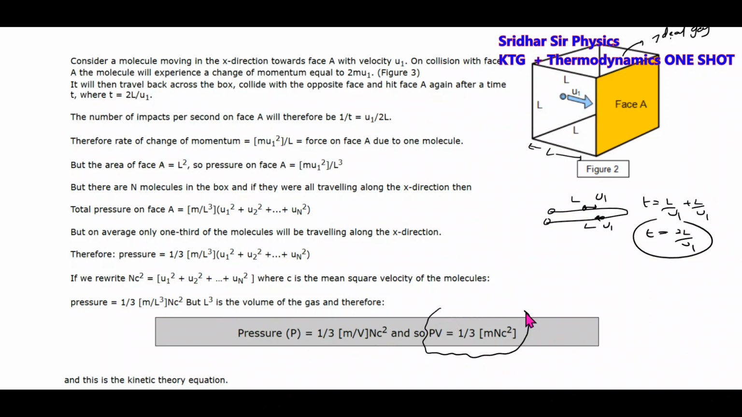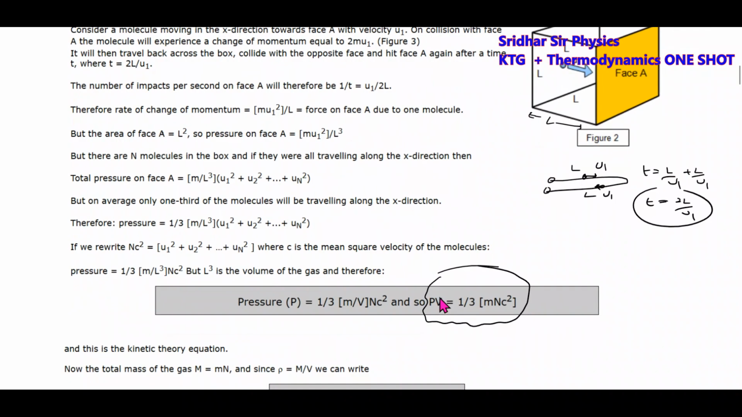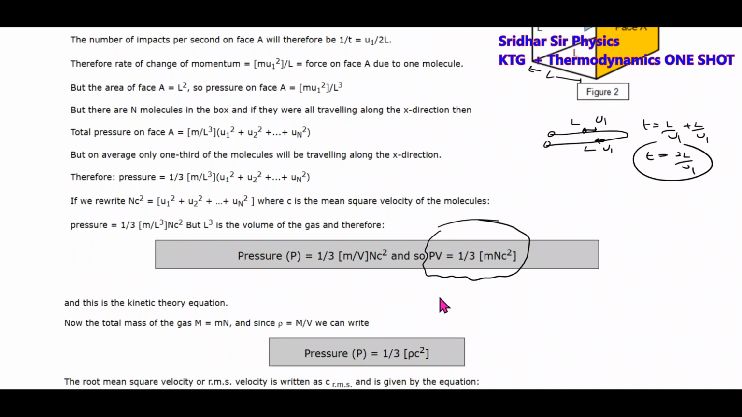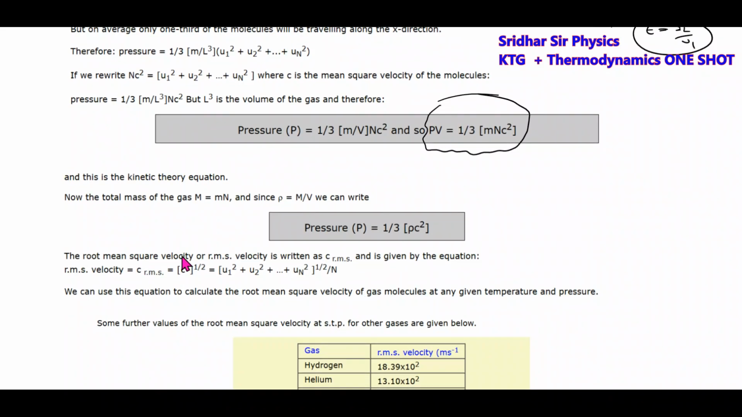PV equals 1 by 3 N m c square, where c is the velocity of the particle, or what you can call the RMS speed of the molecule. So this is a very important equation we have brought out. Now, total mass of the gas is M, and density of the gas will be mass by volume, M by V. If you solve it, we'll get P equals 1 by 3 rho c square, where c is the RMS speed of the molecule. Like this, we'll define it.